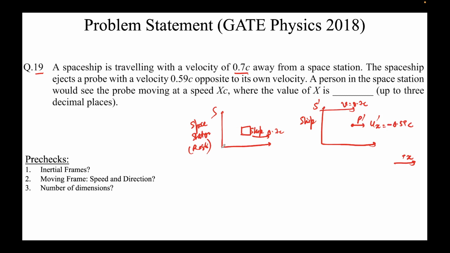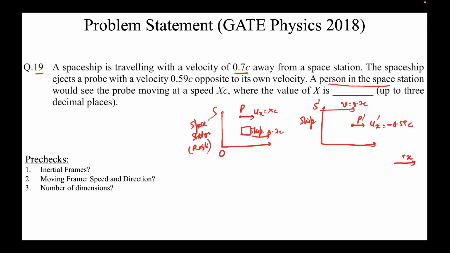Similarly, a person sitting here, you see a person in the space station. This person will also observe that the probe has been ejected. So we'll assume that this person observes the probe p being ejected, and this person sitting here, the observer O, measured its velocity to be ux, right, which is xc, and we need to find the value of x.